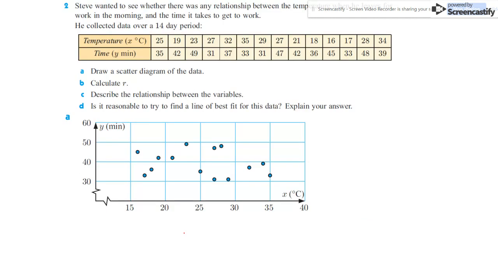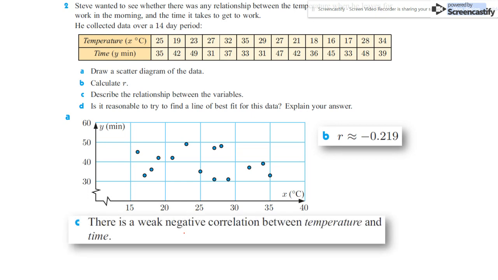The next example, I'm going to move through kind of quick. So number 2A, draw a scatter diagram. It's already given to you. Part B, calculate R. There's your value of R, negative 0.219. The relationship: there is a weak negative correlation between the temperature and time. And is it reasonable to find a line of best fit?